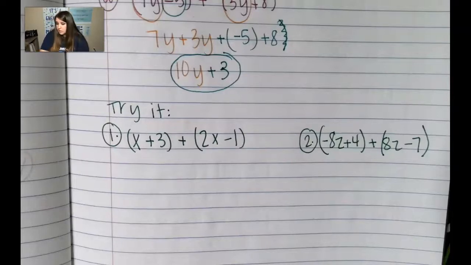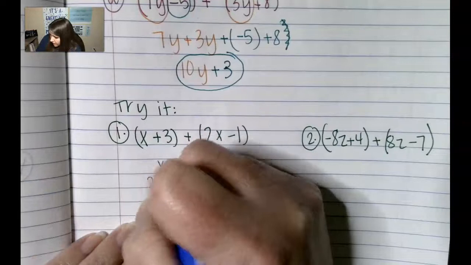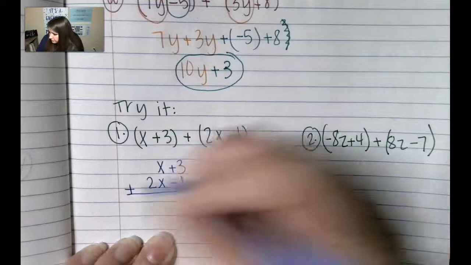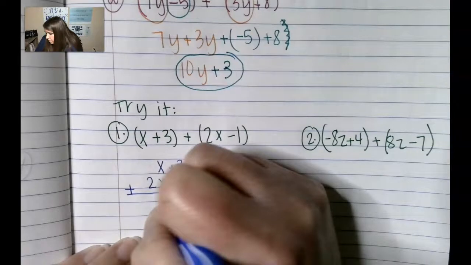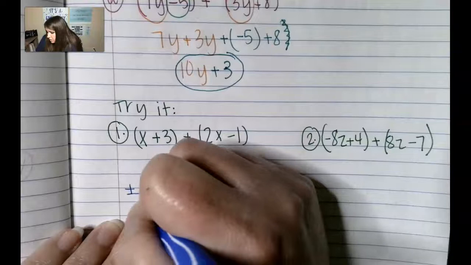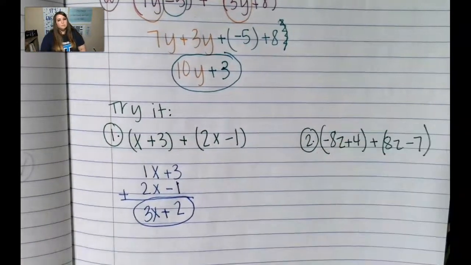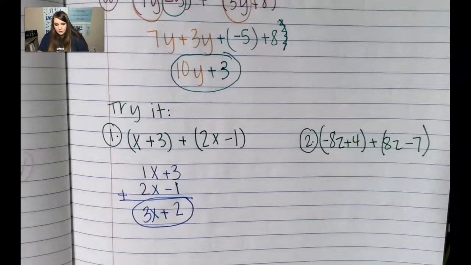Okay, so I'm just going to line these up first. So I have x plus 3, and I'm going to put 2x, so my x's are together and my constants are together. I get 3 minus 1, which is 2, plus, this is like having an invisible 1, plus 2, which is 3x. So 3x plus 2 is my answer. 3x plus 2.